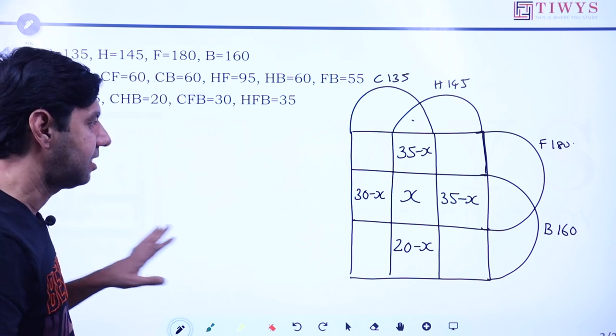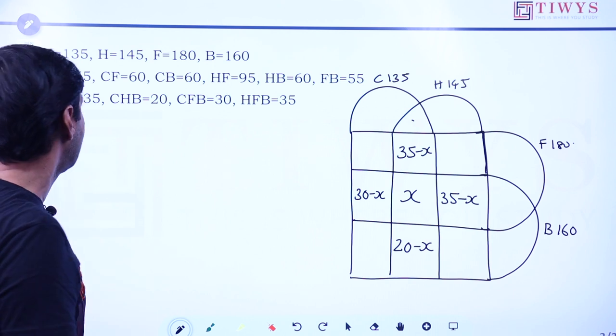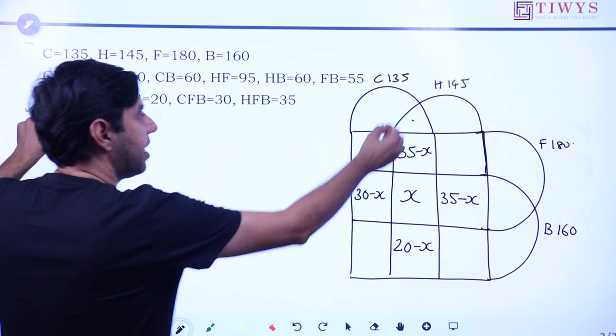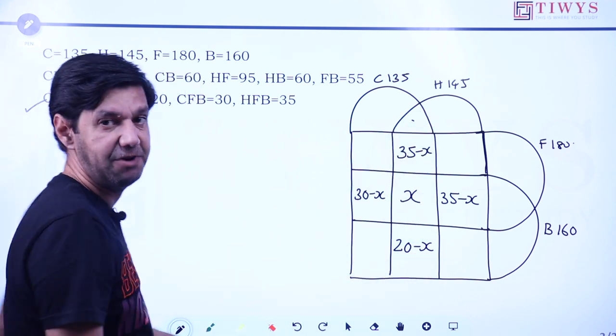Straight, simple, right? See the symmetry also. Done with three sports. Now we'll go to the two. Cricket and hockey. Cricket and hockey is these four. These four together should add up to 55.